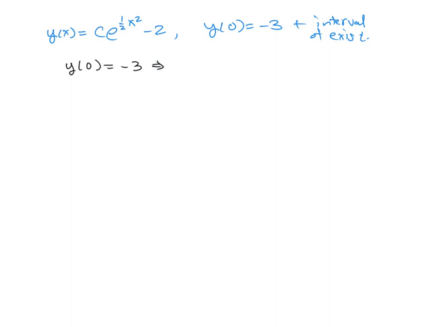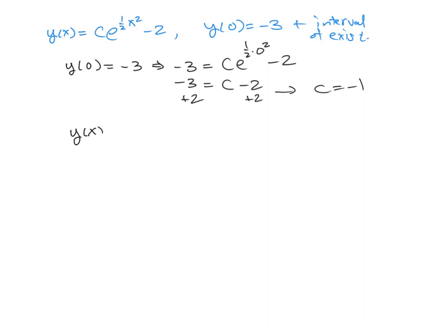So that means that -3 must be equal to c times e to the 1/2 times 0 squared minus 2. And then to solve for this, we're going to simplify the exponential down. Of course, e to the 0 is 1, so -3 equals c times 1 minus 2. Adding 2 to both sides, we end up with our c equals -1. So our solution is y of x is equal to -1 e to the 1/2 x squared minus 2. And again, you could check the initial condition by just plugging in 0 as well.